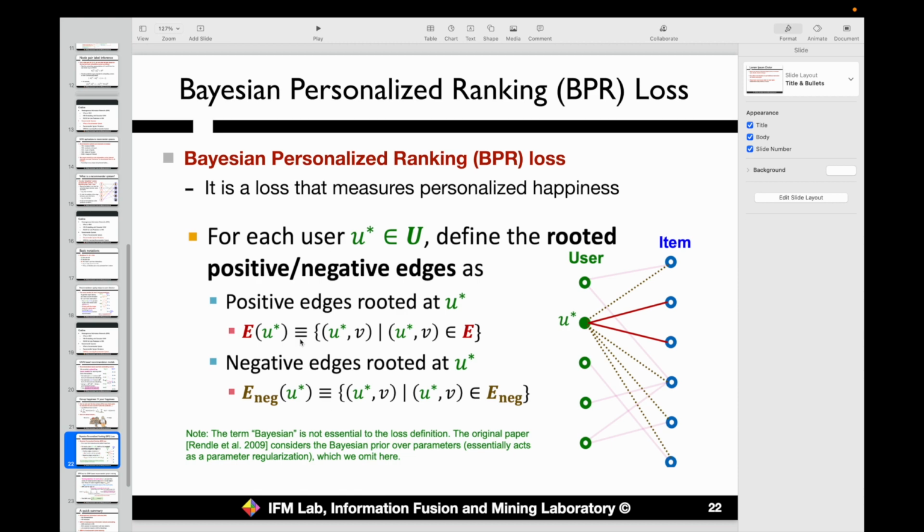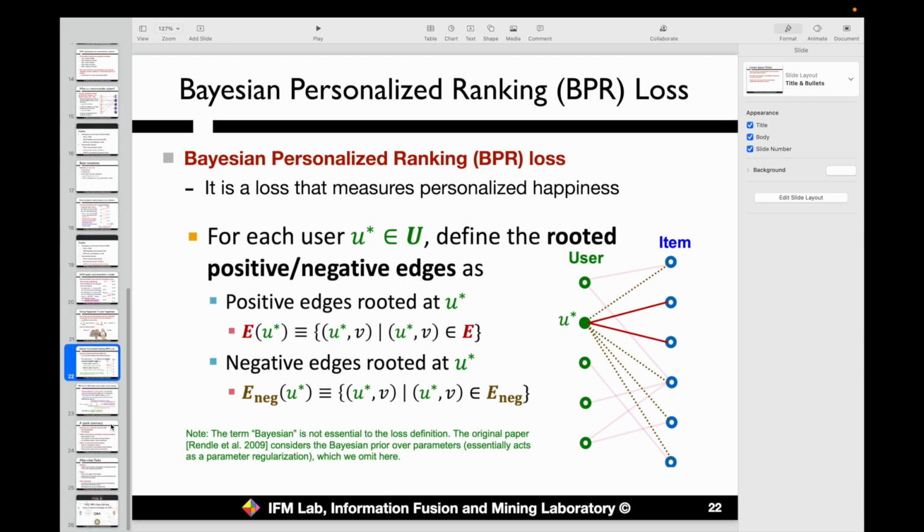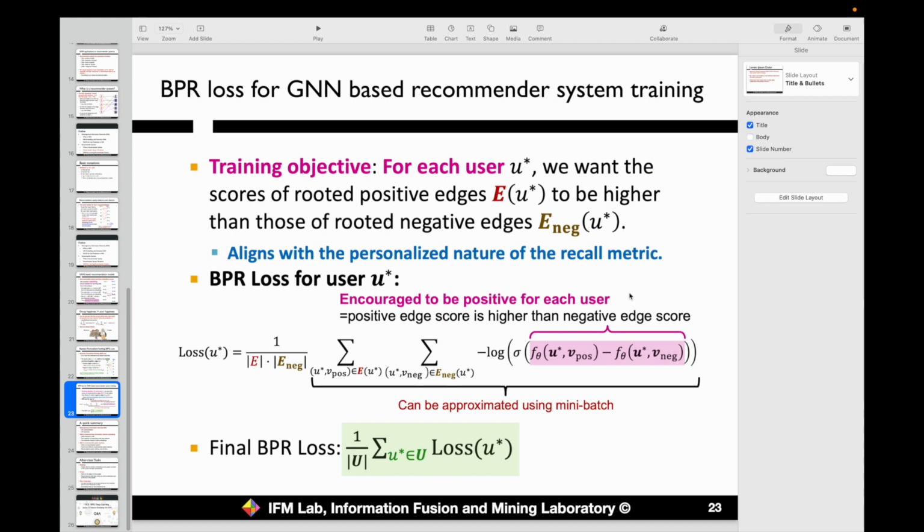So we find that all the user item pairs in the positive set and negative set are associated with this user u star. That's the reason why we define these as rooted positive and negative edges, as we show here, right? Based on these two sets, we can define loss functions. And how can we define that? Let's take a look from the user u star perspective first.